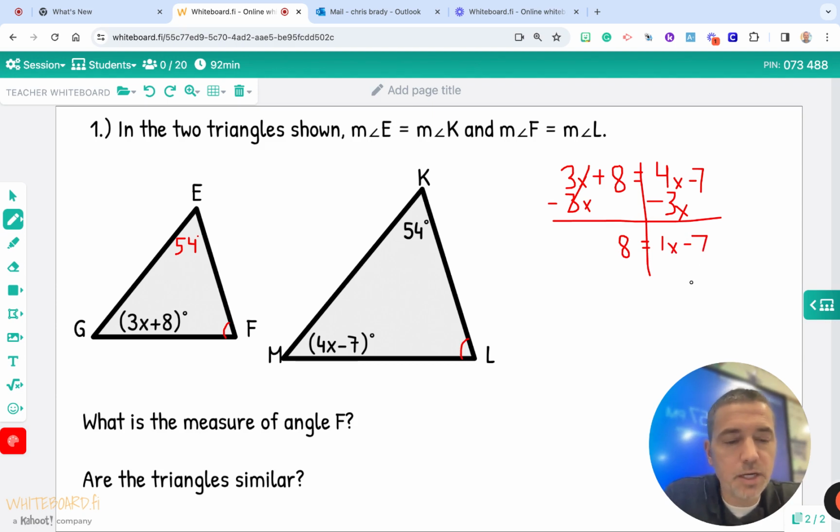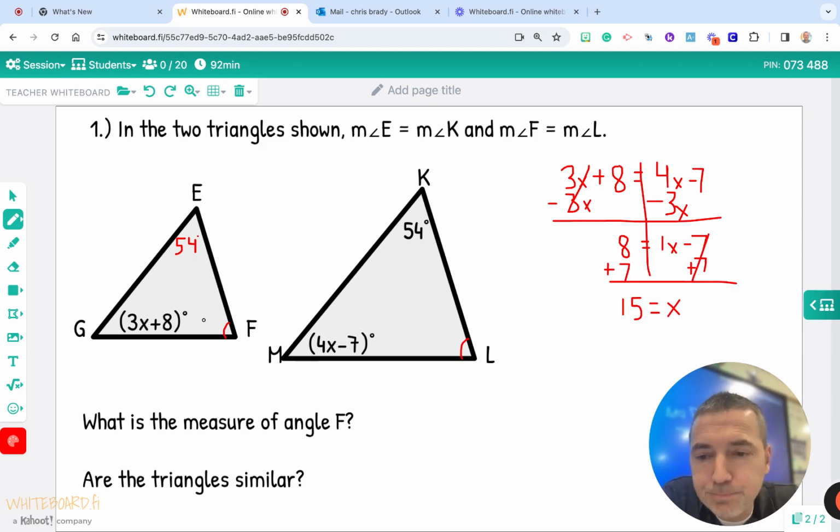Well, now I'm still trying to isolate x, right? I'm trying to get it by itself, so I need to get rid of this minus 7. I'm going to add 7 to both sides. This cancels out. I'm left with 15 is equal to 1x, or 15 is equal to x. All right, so now I know that x is 15, right?